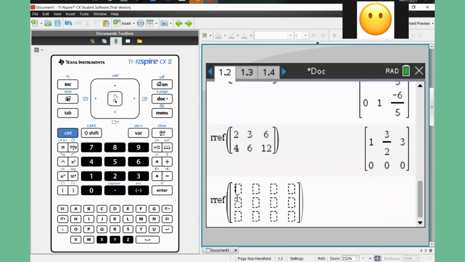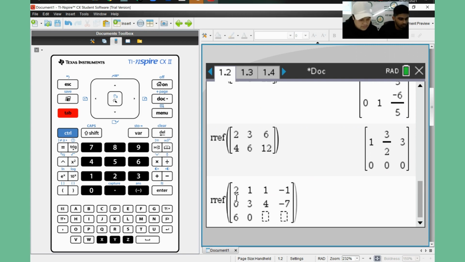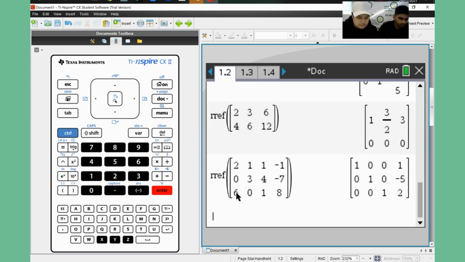Yep. So which means, what's the number again? Type. You can see 2 tab, yeah. Tab is the fastest one. 1 tab, minus 1 tab, 0 tab, 3 tab, 4 tab, minus 7 tab, 6 tab, 0 tab, 1 tab, 8. And ta-da! Can you see the identity? Perfect. So which means X is 1, Y is minus 5, Z is 2.